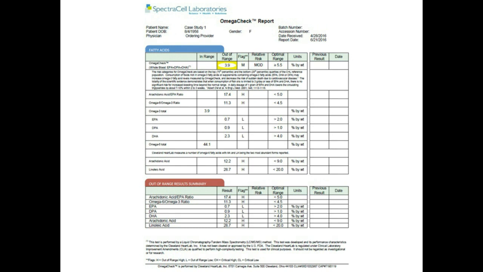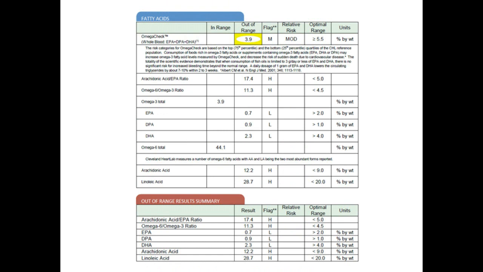And then, of course, they split out the arachidonic acid and linoleic acid on the bottom here. And then they do a summary below that. So once again, you can see how this all correlates. And once again, this is a blown up slide of what I just showed you.